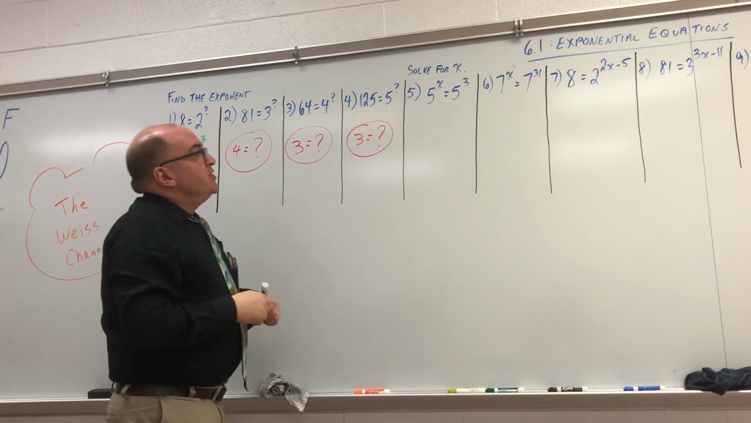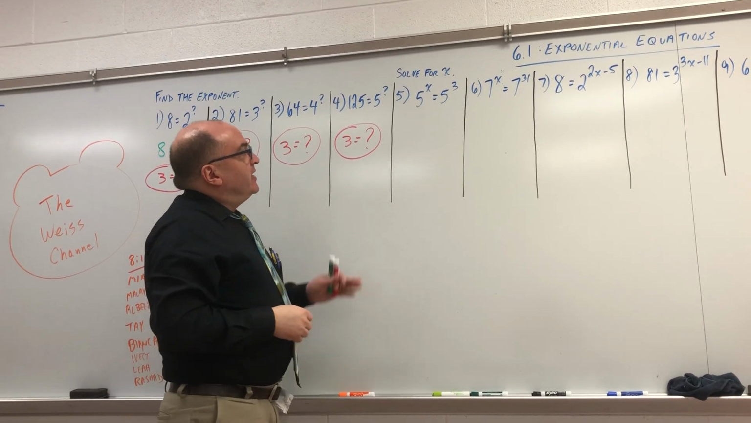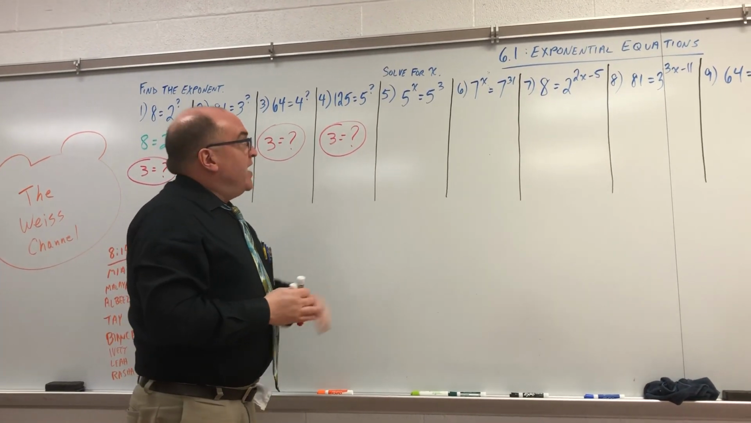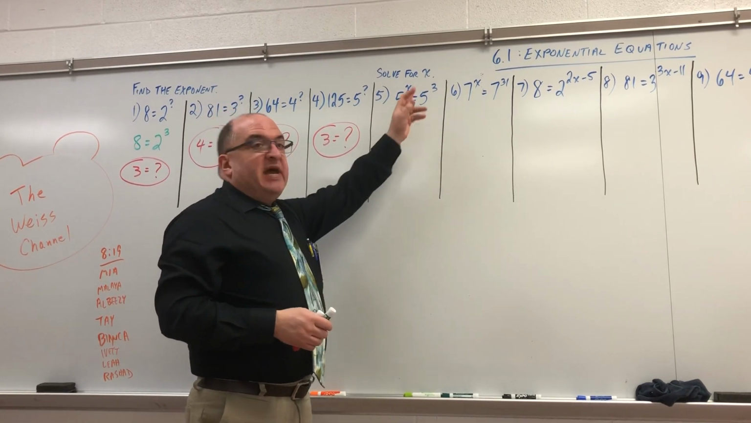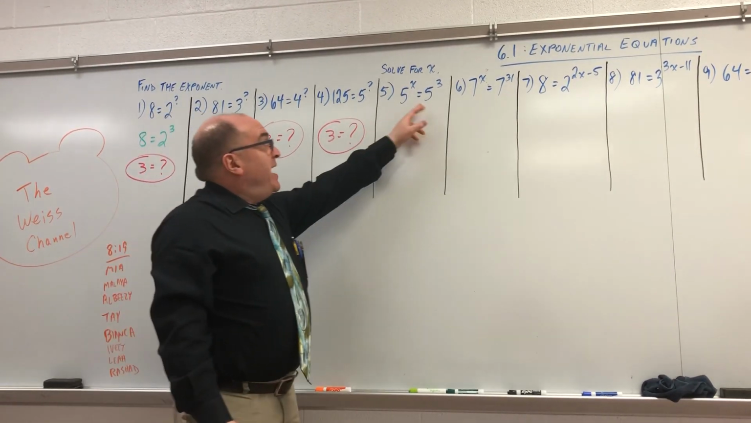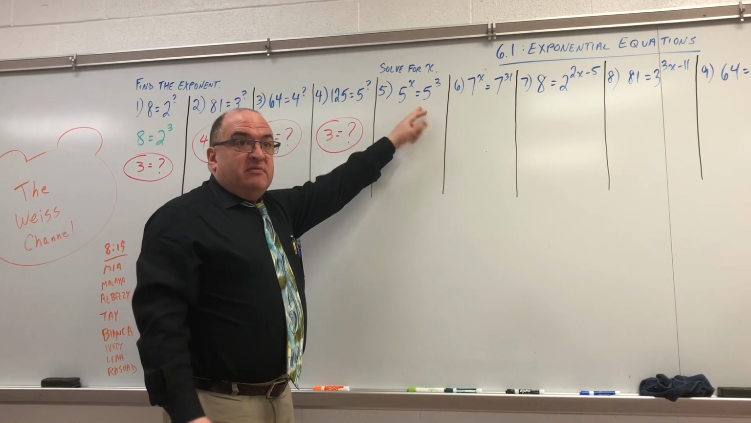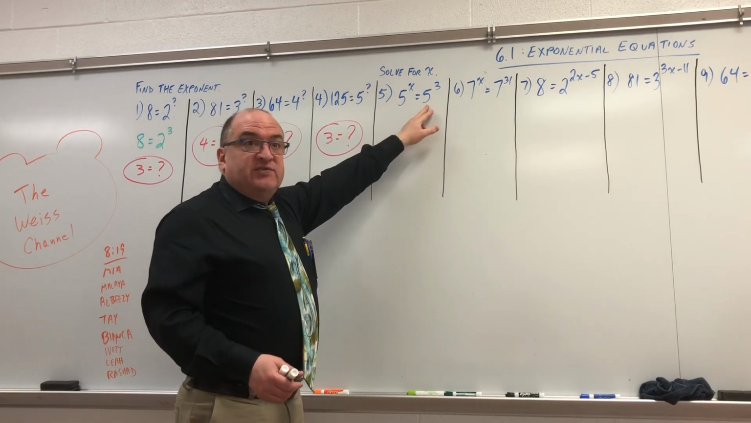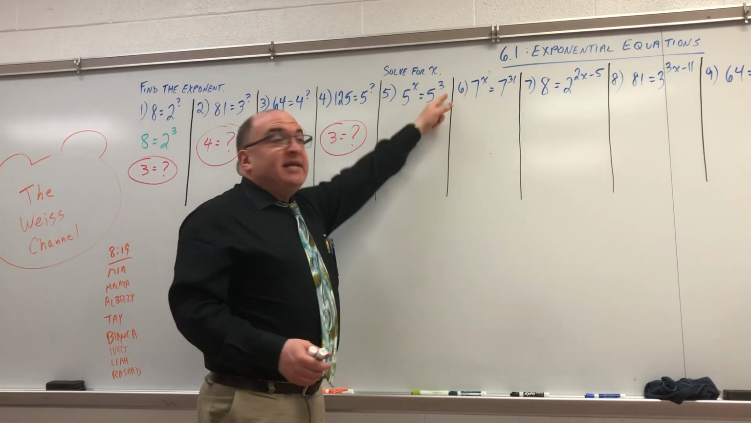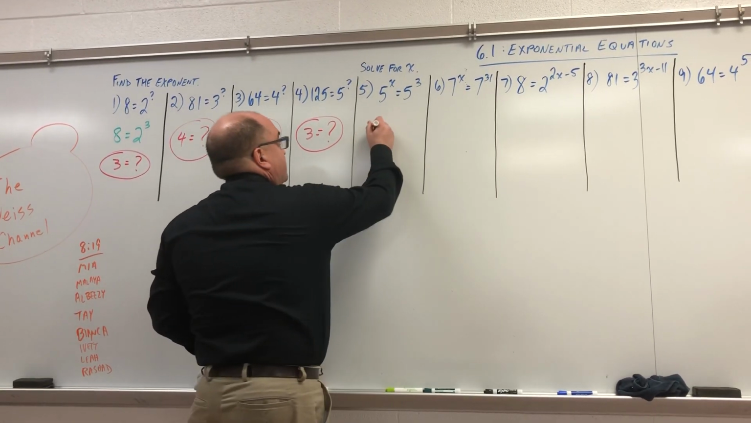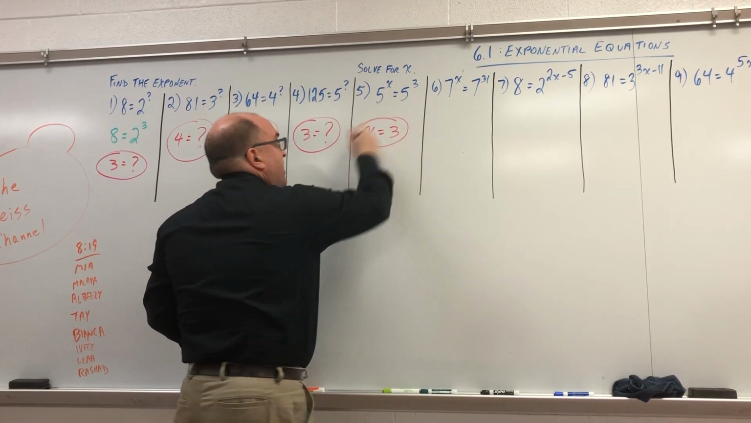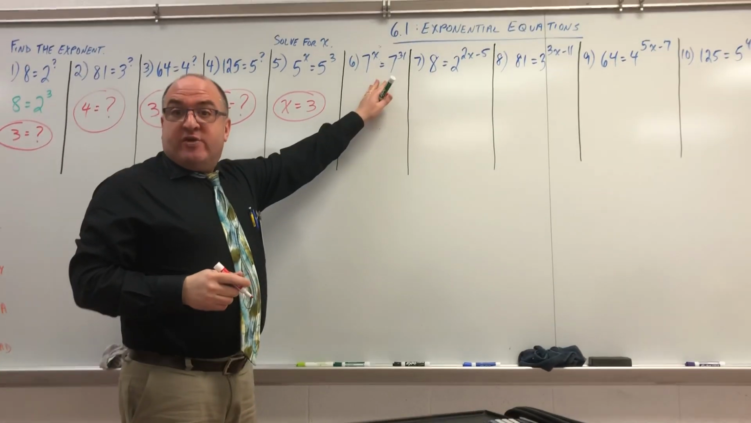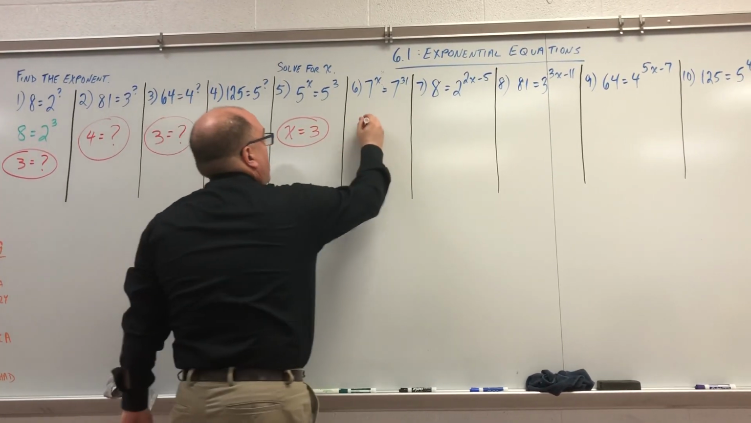Now, don't let this confuse you. This is actually very easy. In order to solve for x, if I say 5 to the x power equals 5 to the third power, if these bases are the same, 5 and 5, then the exponents have to be equal. Meaning, if this is 5 and this is 5, then x has to equal 3. Done. X equals 3. Here, 7 to the x equals 7 to the 31st power. X equals 31. Done.